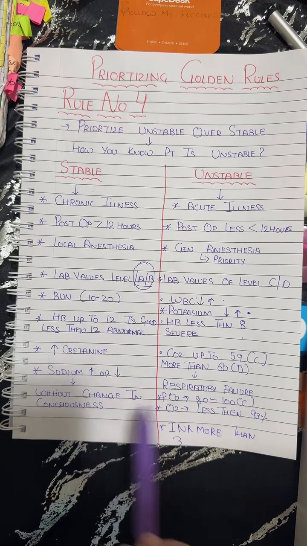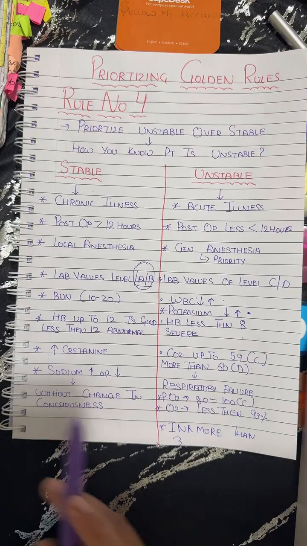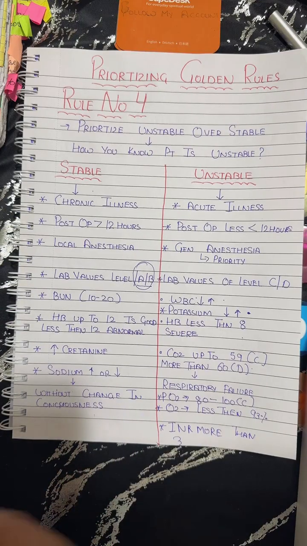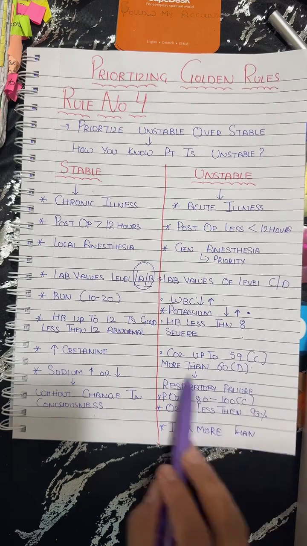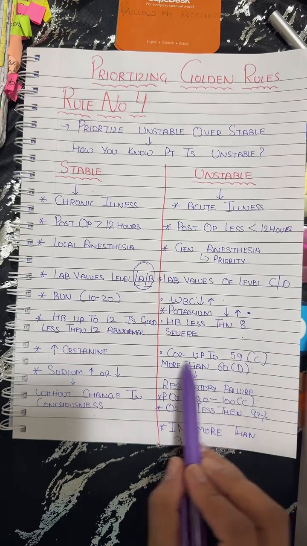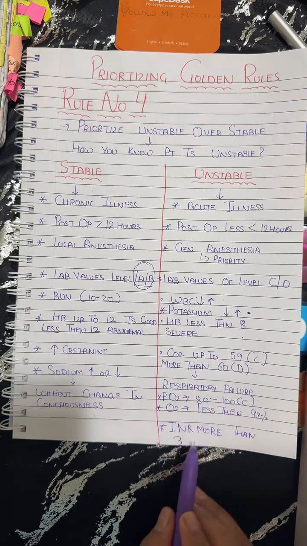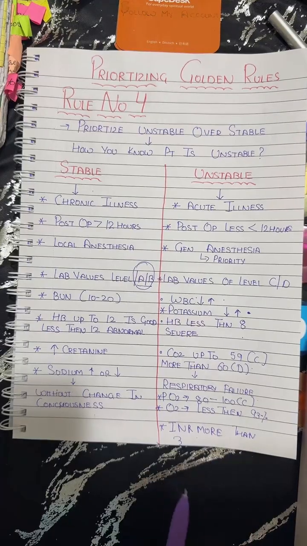Next, sodium decreased or increased, patient is stable but without changes in consciousness. Here, CO2 up to 59 is C, more than 60 is D, respiratory failure. It can cause respiratory failure. Next, INR more than 3, patient is unstable.